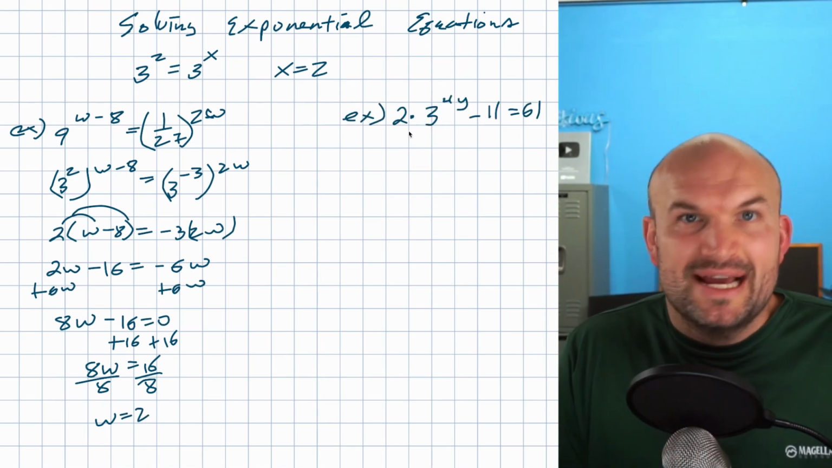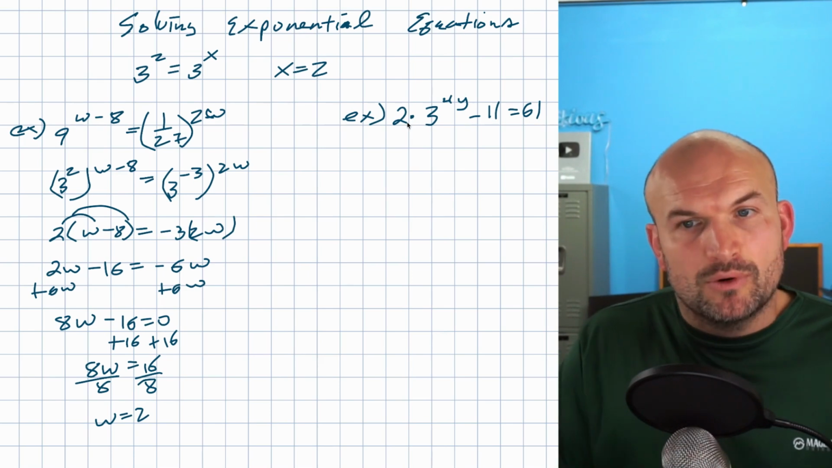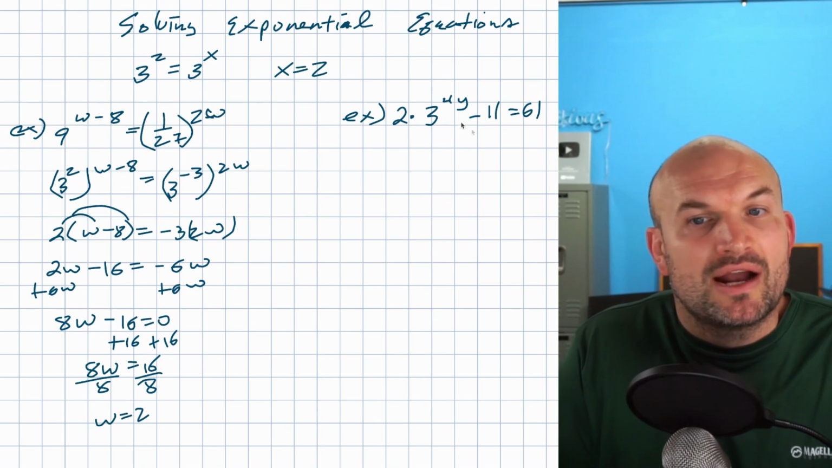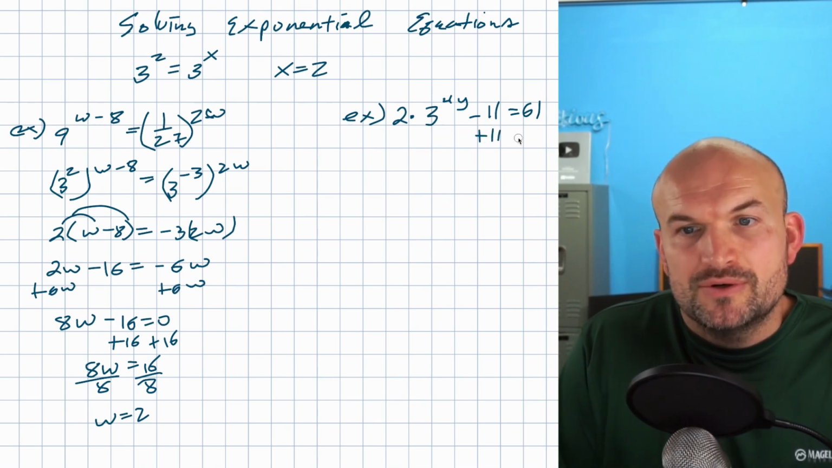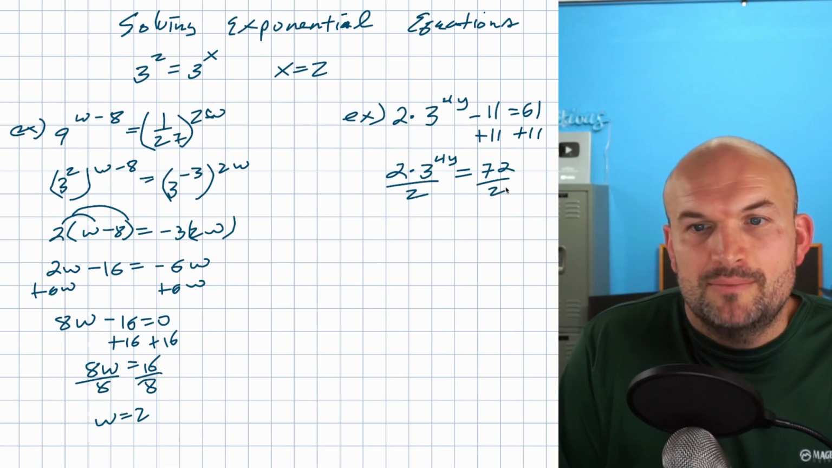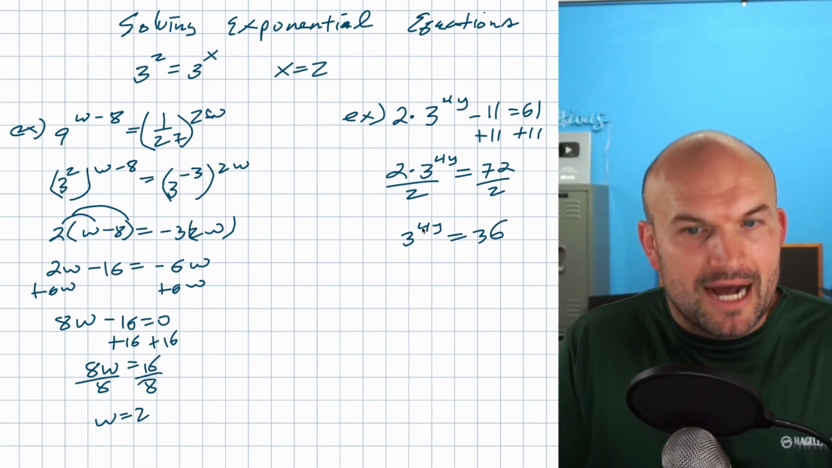What about when you only have one exponent? Right? And you can't use the 1-to-1 property. So in this example, what we're going to want to now do is use what we call our inverse operations. We want to isolate our exponential expression. So in this example, I'll add 11 to both sides and I'll have 2 times 3 raised to the 4y is going to equal 72. Then I'll divide by 2 on both sides and I get 3 to the 4y is equal to 36. Now you might be saying, well, how do I solve for this?